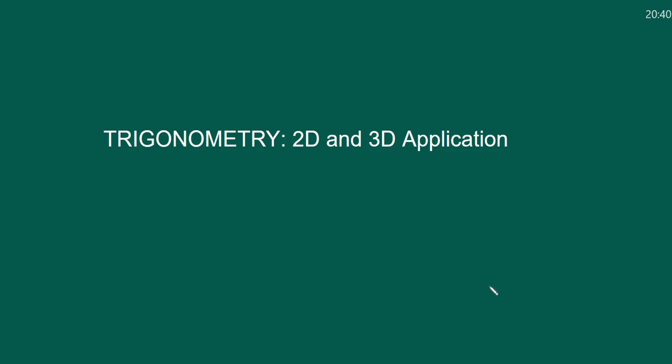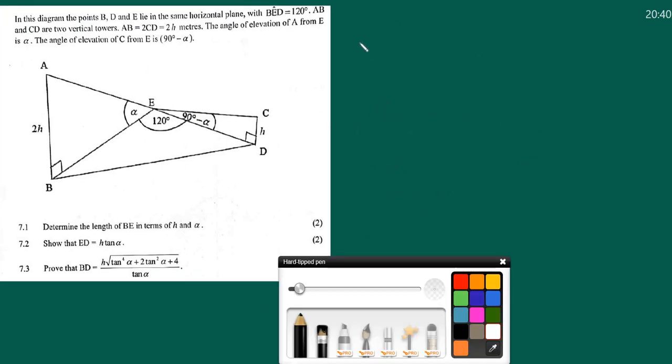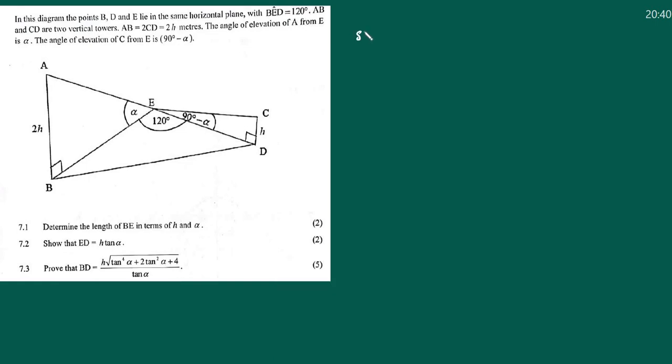Okay, so in terms of trigonometry 2D and 3D, we do need a bit of knowledge of the sine rule. Remember, this says a over sine of angle A is equal to b over sine of angle B, which is equal to c over sine of angle C.